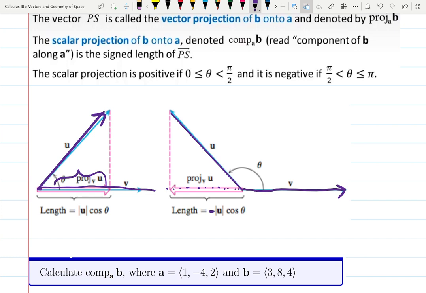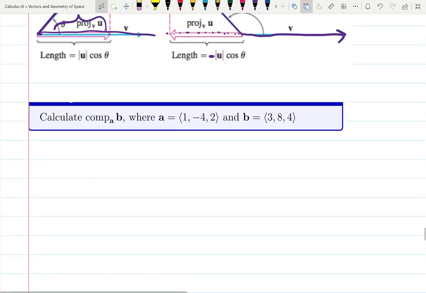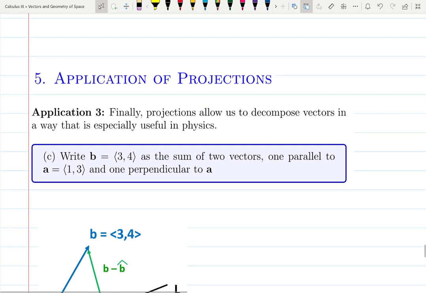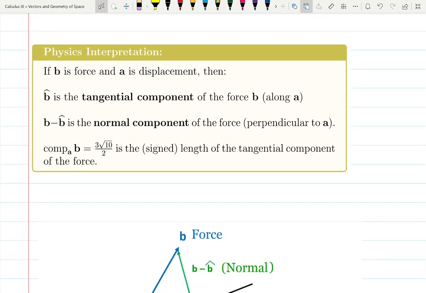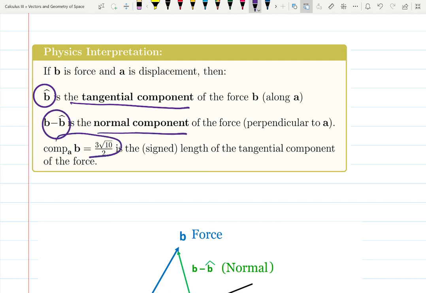And then, before you run away, that's actually applications. Of course, in physics, they call it B hat, which is the orthogonal projection, the tangential component. B minus B hat is the normal component. And then this is just the size of that projection. Yes. Component of B on top of A.